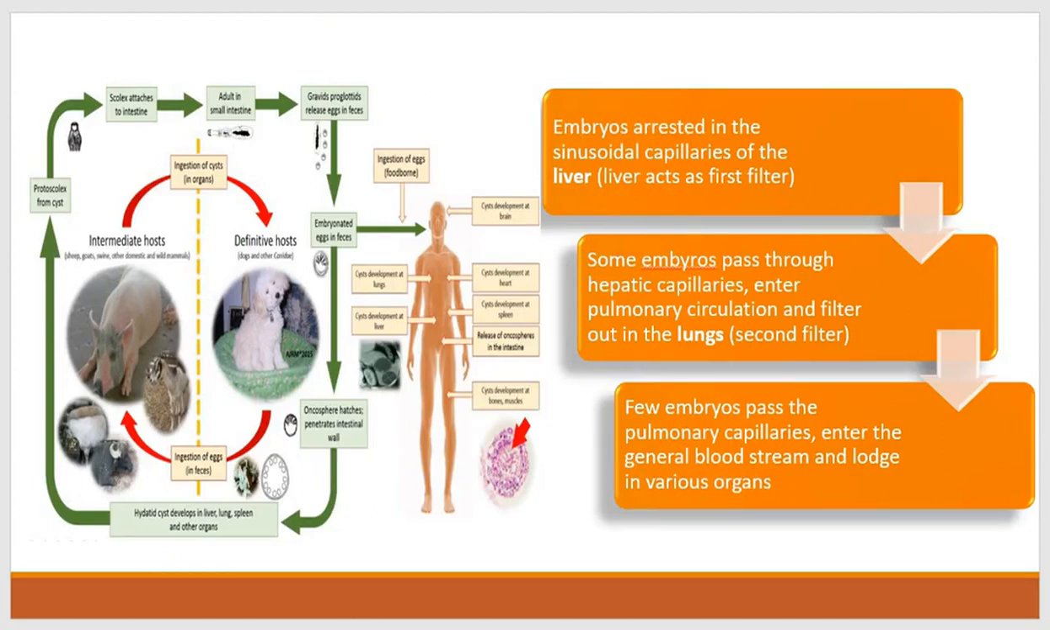Then some embryos pass through the hepatic capillaries and enter the pulmonary circulation and are filtered out in the lungs. Lungs act as the second line of defense, the second filter. But a few embryos pass the pulmonary capillaries also and enter the general bloodstream and lodge in various organs. In this picture, you can see that if it lodges in various organs, we can see them in the heart, spleen, brain, and bones. But the major sites are the liver and lungs only.